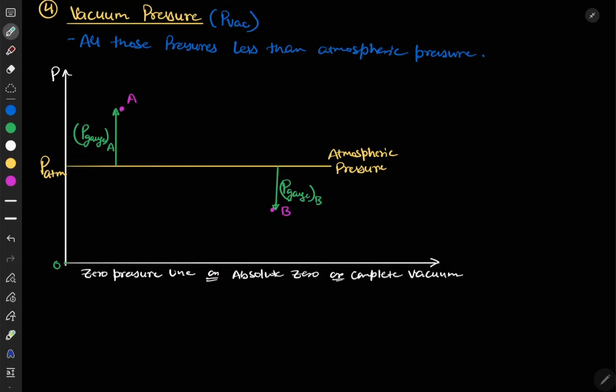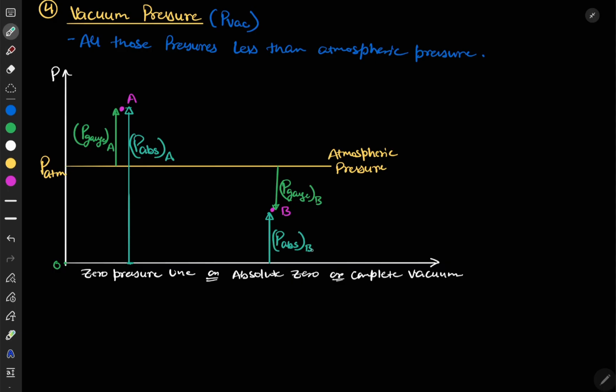Okay, so if I want to talk about absolute pressure, absolute is measured from the zero pressure line, so from here to here. This pressure, from the zero pressure line up to point A, this distance will be our P absolute at A. And this will be your P absolute at B.